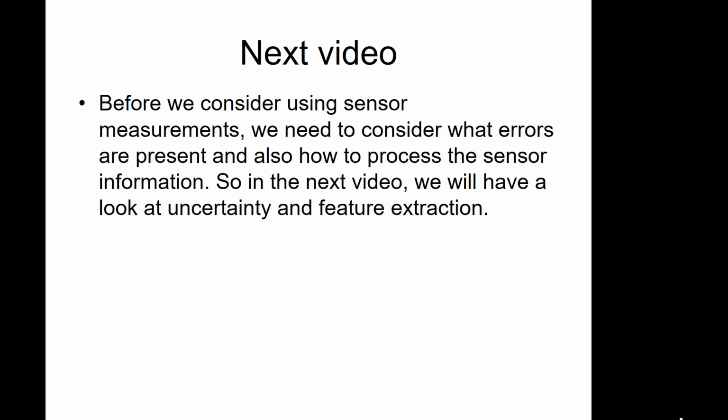So that finishes our introduction on mapping. What we want to move on to next is looking at data from sensors and how we use that to localize ourselves within a map. The first thing we have to consider though is the errors associated with that data. So we'll discuss that in the next video.